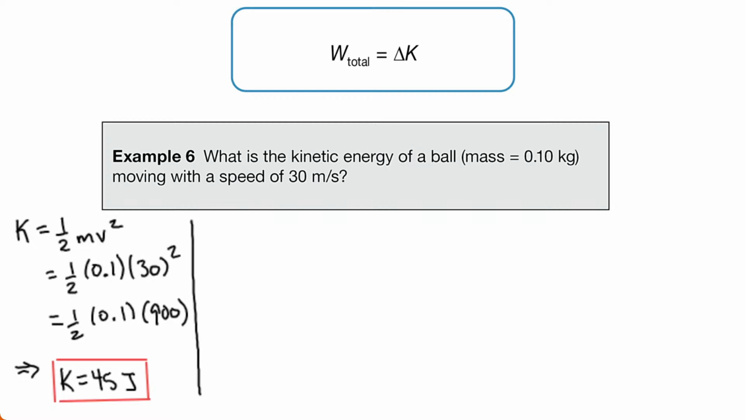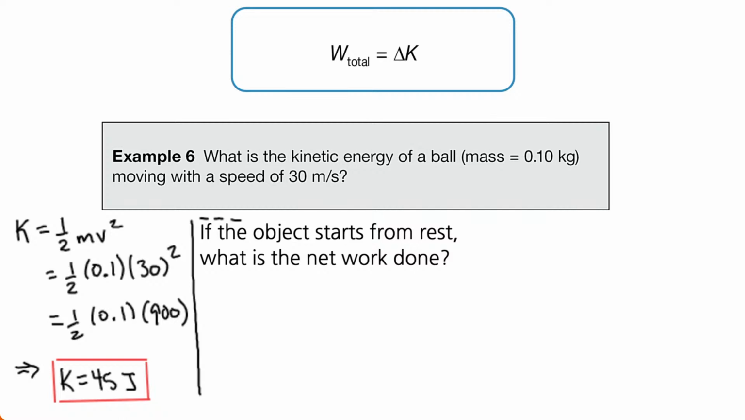Let's do a follow-up example with this. And I'll type this in for you folks. Let's say if the object starts from rest, the question we can ask is, what is the net work done?